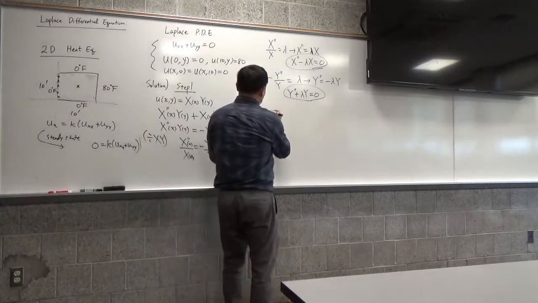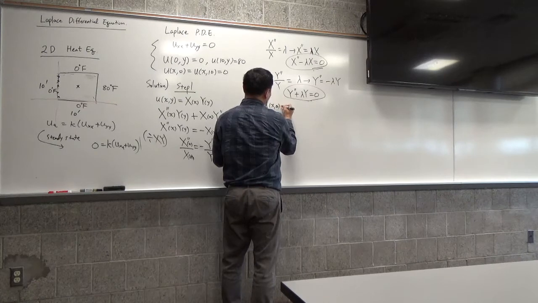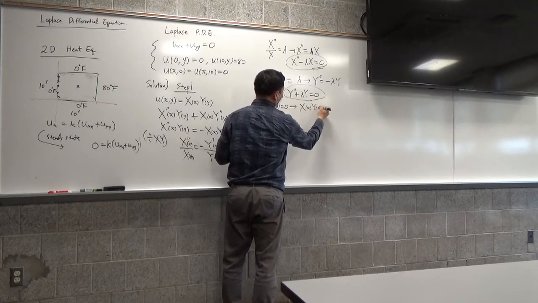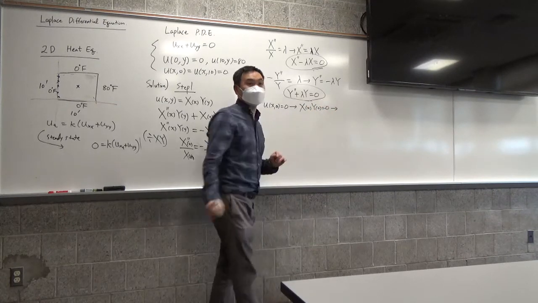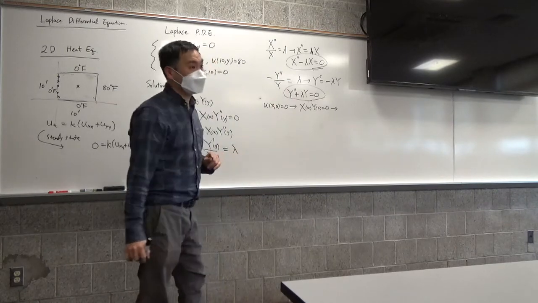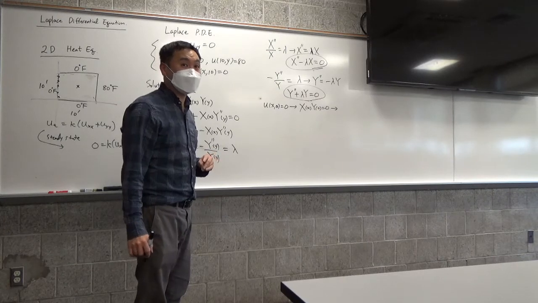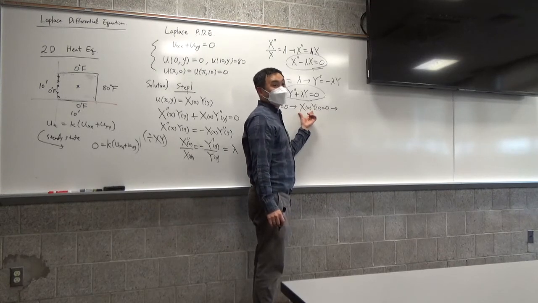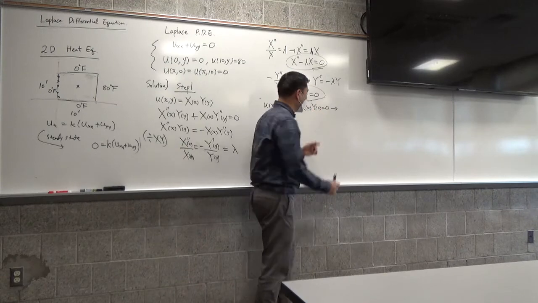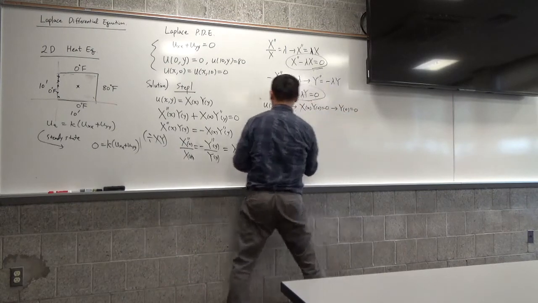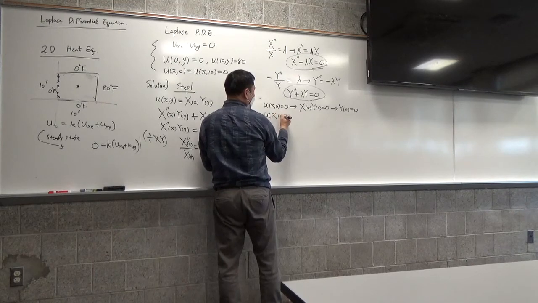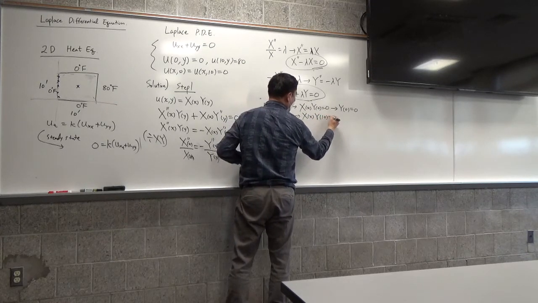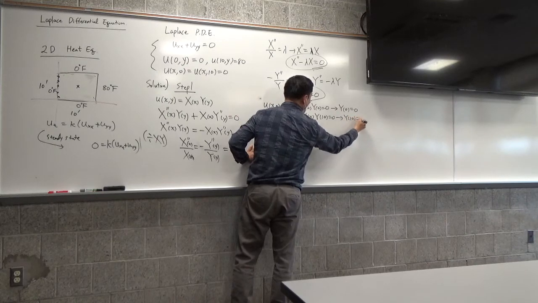And then furthermore, you have u(x,0) equal to 0, which means X(x) times Y(0) equals 0, which means what? Why can't this be 0? Because you end up with a trivial u, right? That's not what you want. So this must be 0. And same thing, u(x,10) equals 0 means X(x) Y(10) equals 0, so Y(10) equals 0.